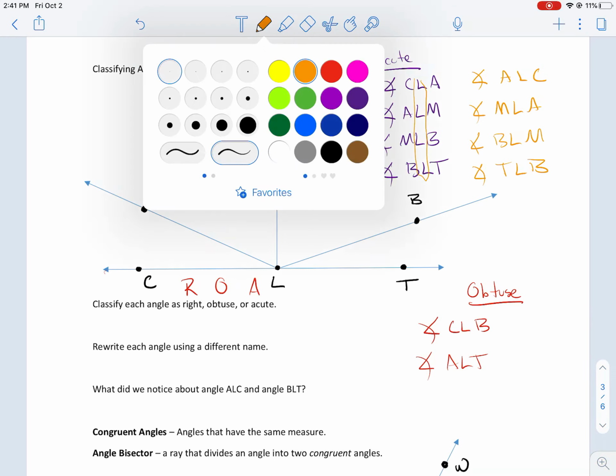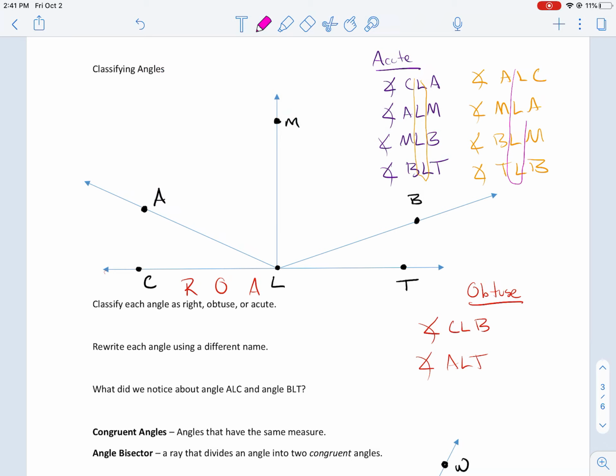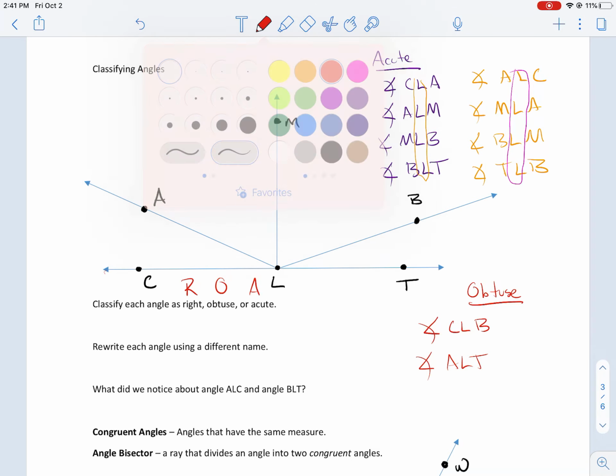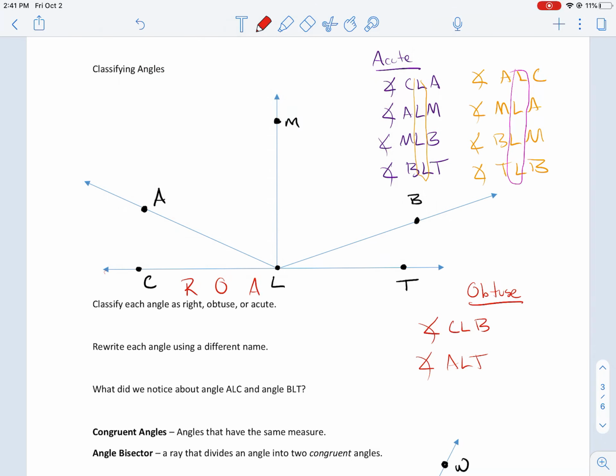Okay, just remember your vertex always stays in the middle. And then down here, I'm going to rewrite these ones: angle BLC and angle TLA. Again, L stayed in the middle. And the last part says, what do we notice about angle ALC and angle BLT?